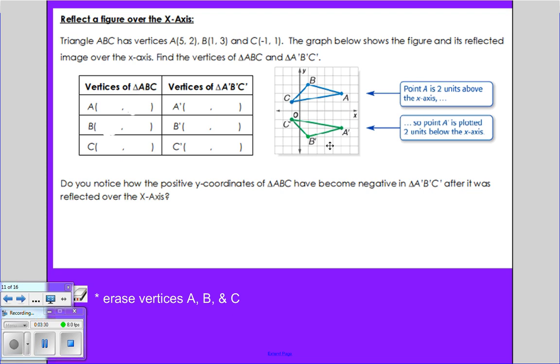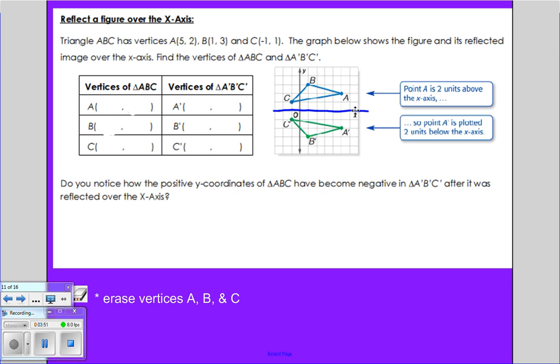All right, now these two figures look as if you took a mirror and put it right along that x-axis. Okay, so here's the x-axis. It looks like there's a mirror in between these two figures. So our axis of reflection is the x-axis here.